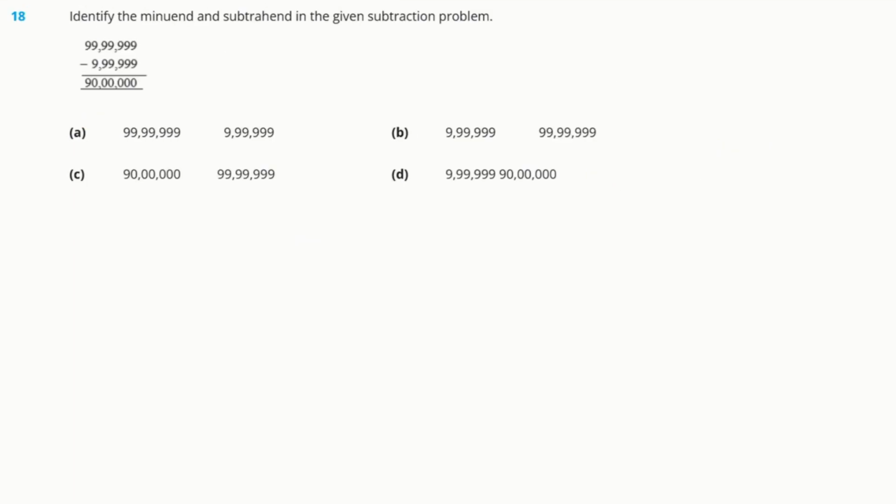Next, again, we have a sum on mask maths. Not really a mask maths sum. It's very easy. We just have to identify the minuend and the subtrahend. So the minuend is obviously the number above and the subtrahend is the number below. So this is a minuend, this is a subtrahend. Option A is the answer.